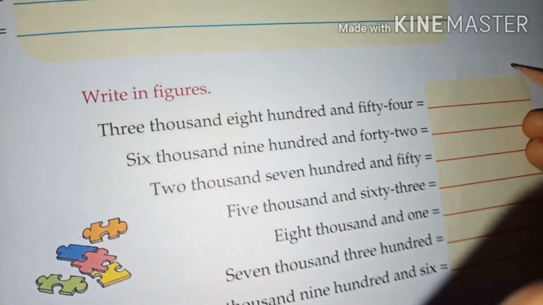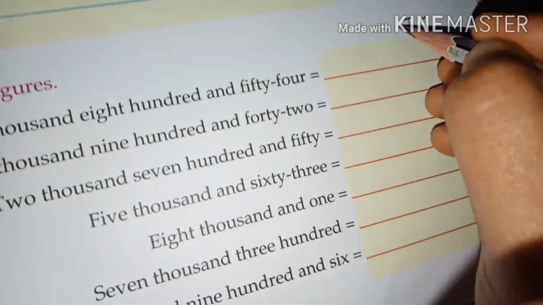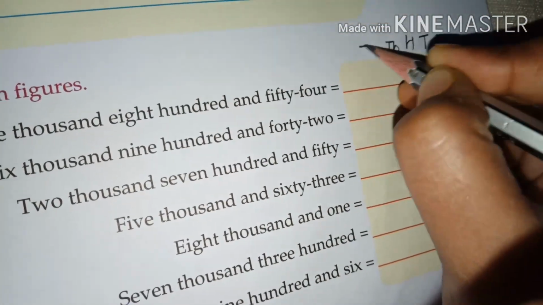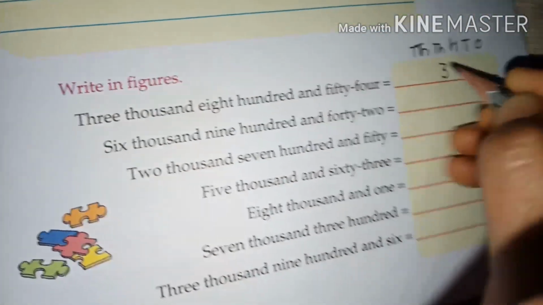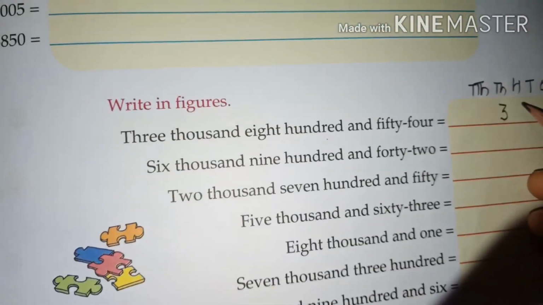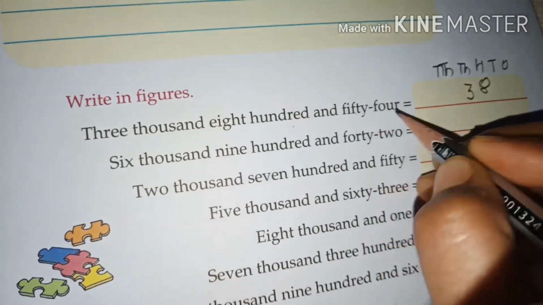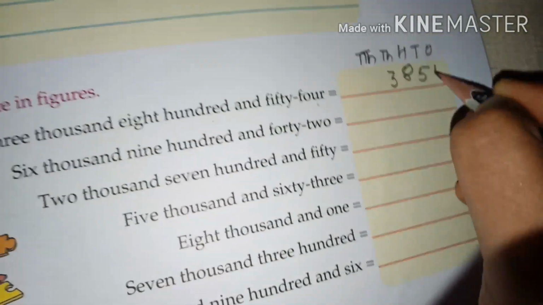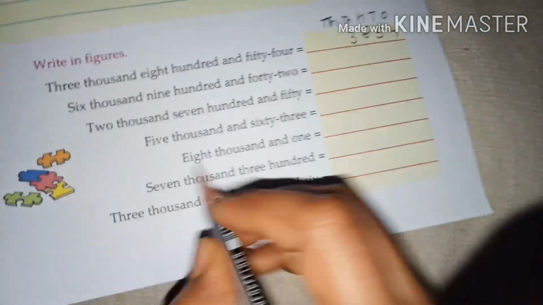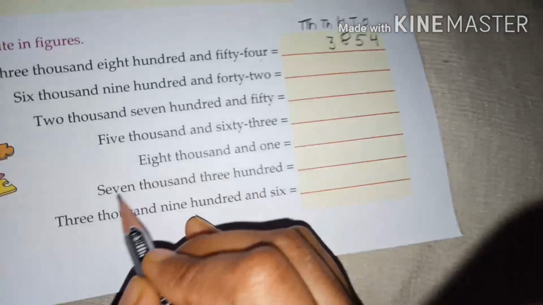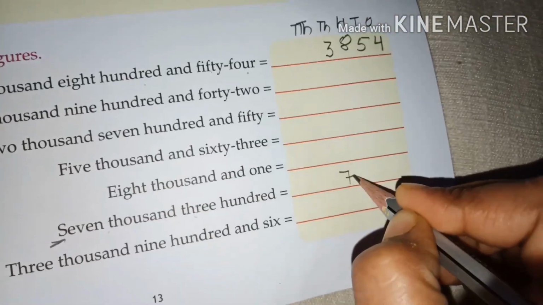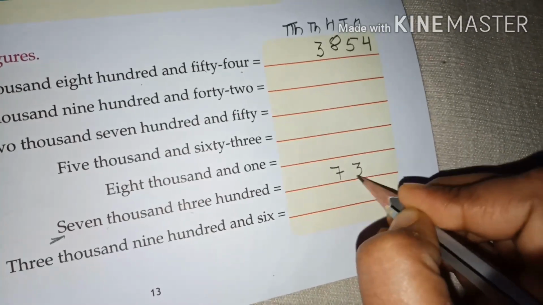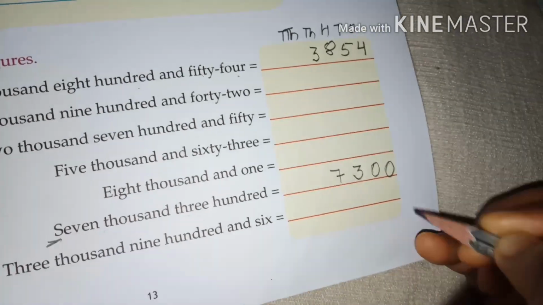Now next we have writing figures. For that just write it down: ones, tens, hundreds, thousands, ten thousands here. So this is 3000. So under thousands we will write 3. 800, so under hundreds I'll write 8, and then 54, so 54. If I have a question like this one, 7000, so under thousands I will write 7, and then 300, so under hundreds 3, and the rest places will be zeros.